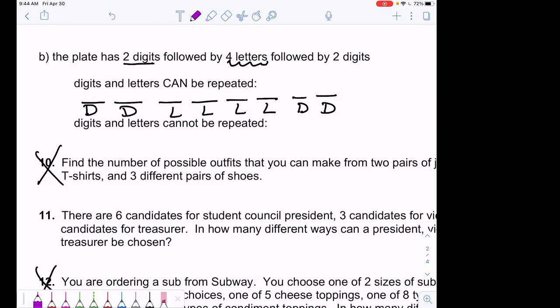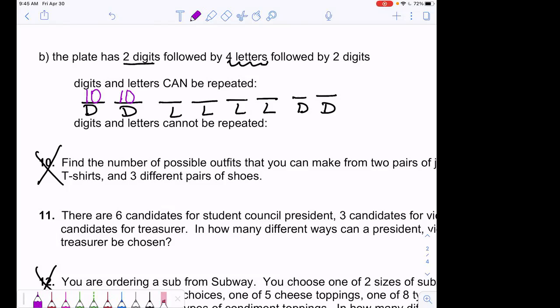Just in general, how many? Yeah, 10. So we have 10 numbers to choose from, and those numbers can be repeated. So I would have 10 numbers to choose from for the second digit. The numbers 0 through 9 are digits.